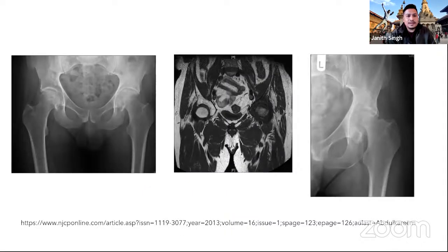Another case, this is from Nigeria, I think. So they published this report of a woman who had radiation given to her pelvis, and she went on to develop osteonecrosis of her left hip. She was weight bearing on it and had this collapse later on.